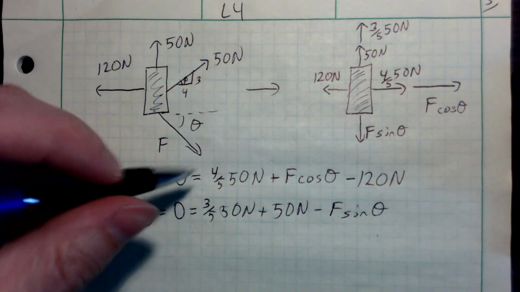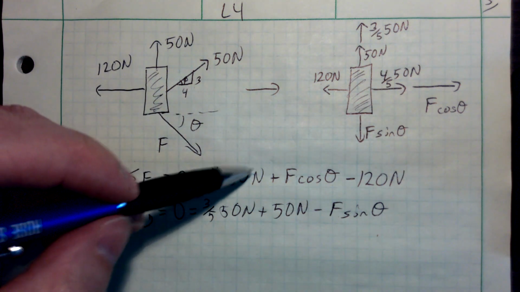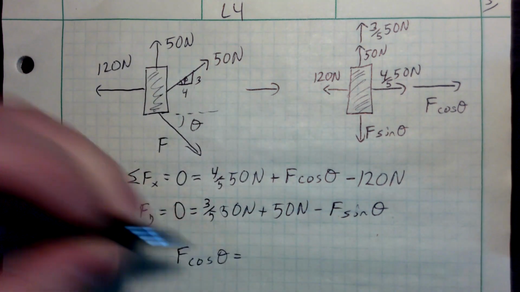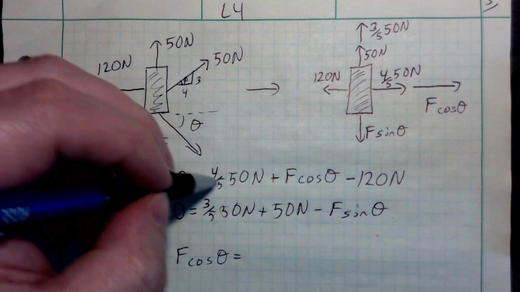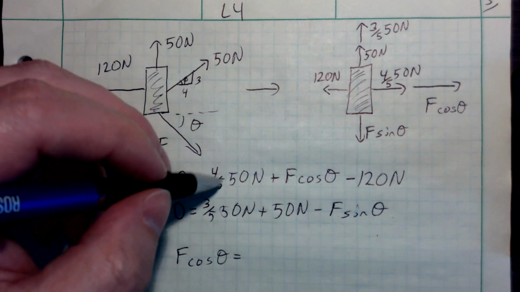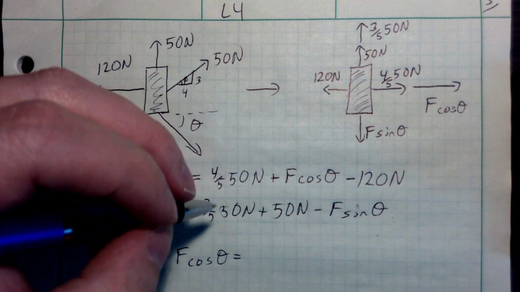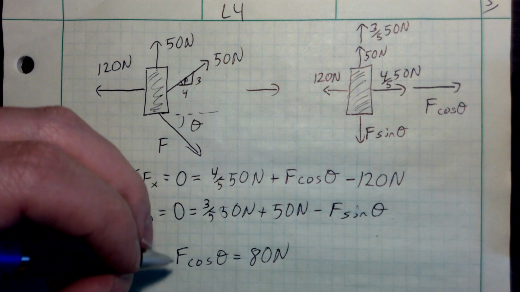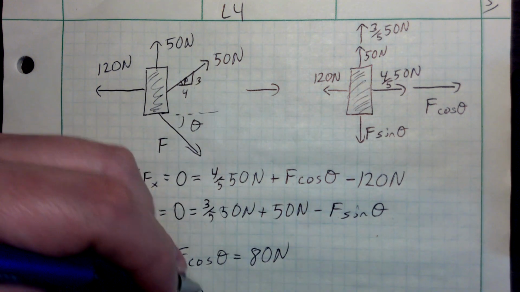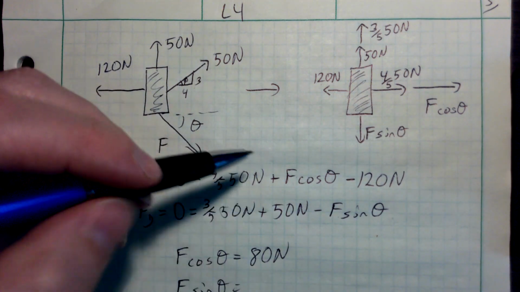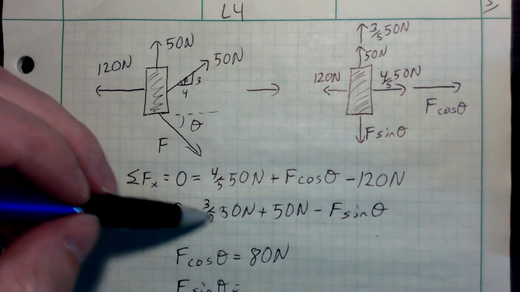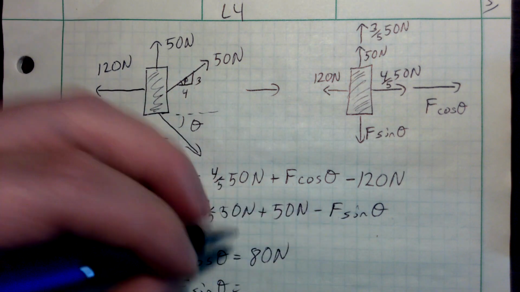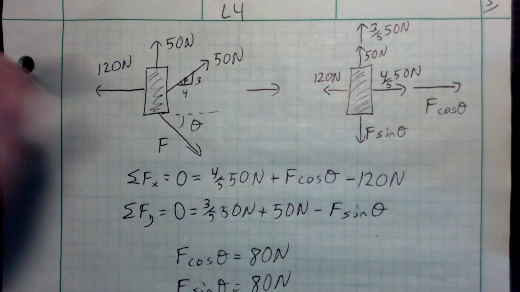If we do some algebra here, right? So notice what we got. This is F cosine theta is equal to, I'm adding the 120 over. This is 40. 4 fifths of 50 becomes 40. So 120 minus 40 becomes positive 80 newtons. So F cosine theta is a positive 80 newtons. F sine theta, so this is 3 fifths of 50, that is 30. This is plus 50, so it's 80. And add this to the other side of the equation, F sine theta becomes also 80 newtons.